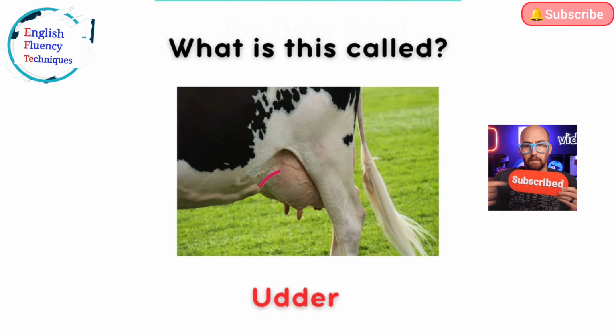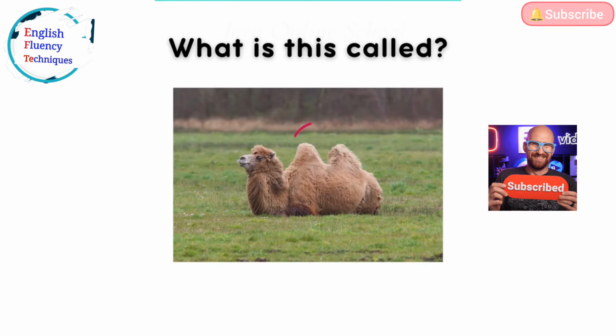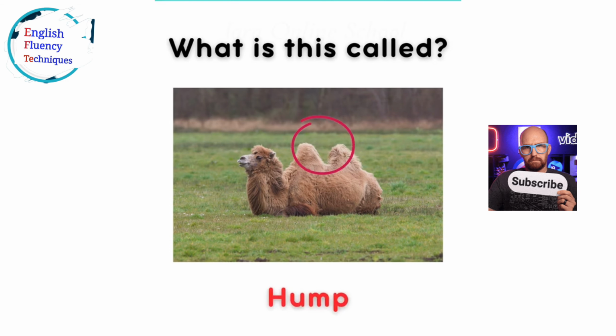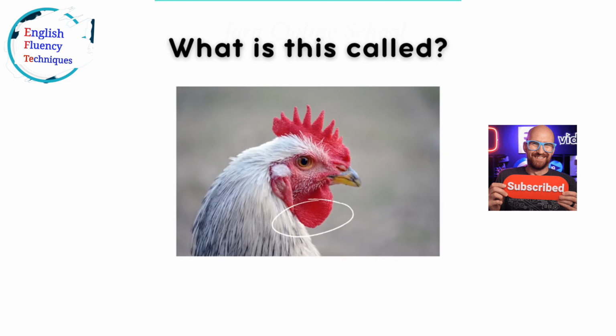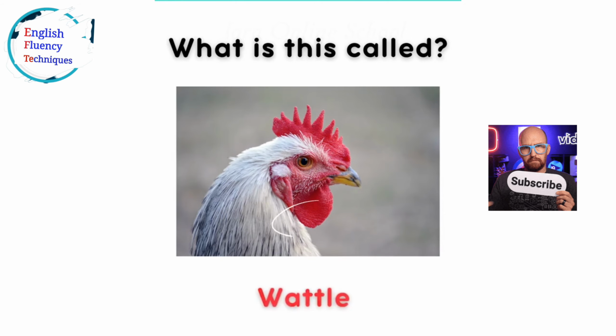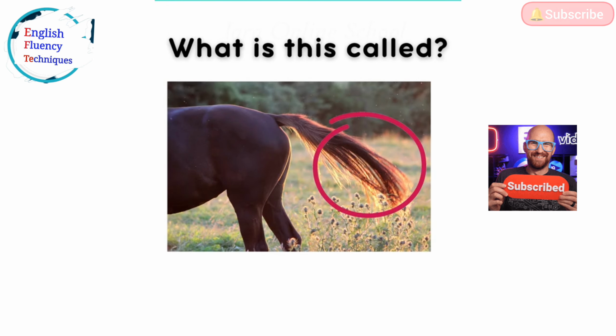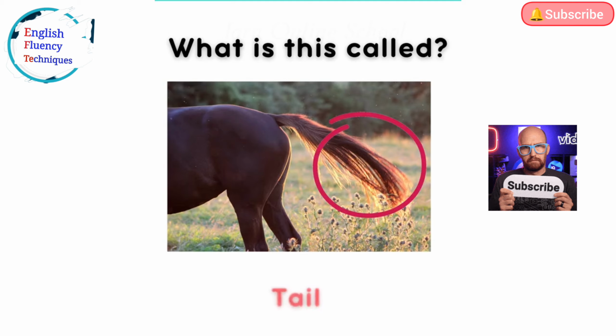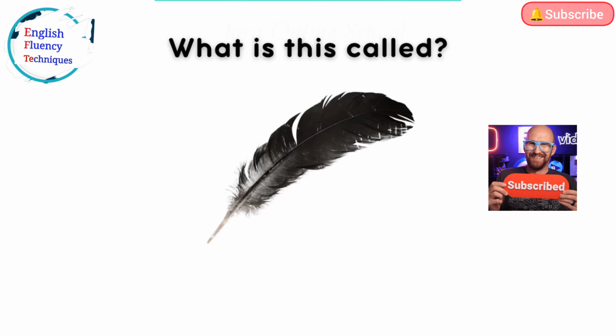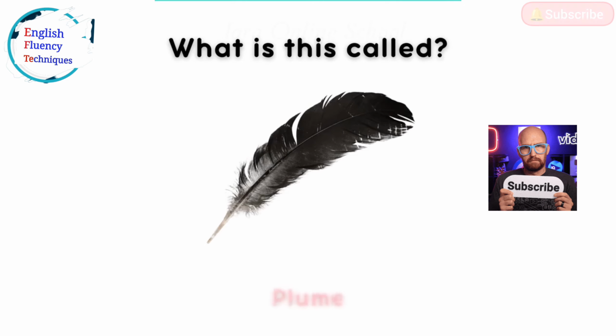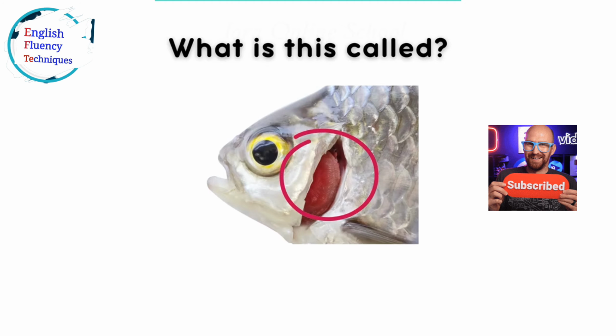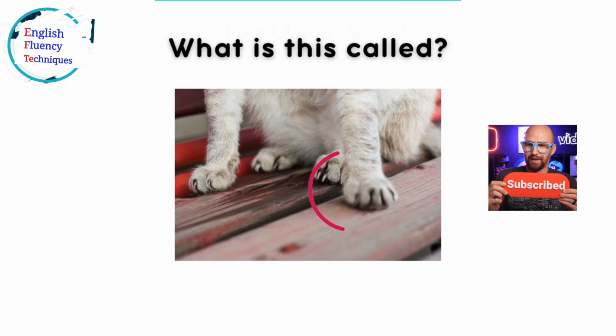What is this called? Udder. What is this called? Hump. What is this called? Wattle. What is this called? Tail. What is this called? Plume. What is this called? Gills.